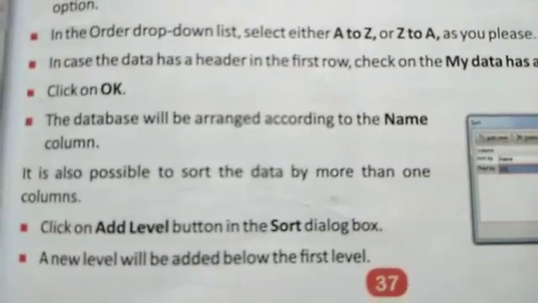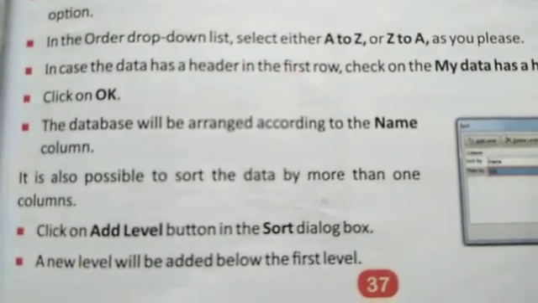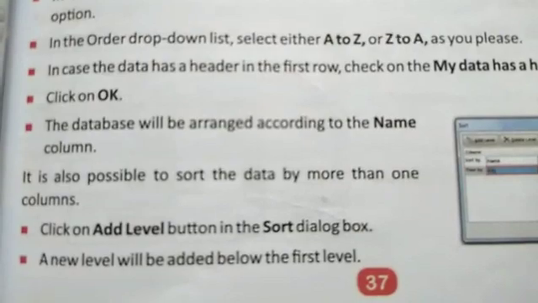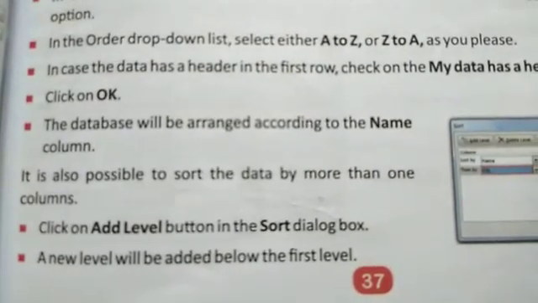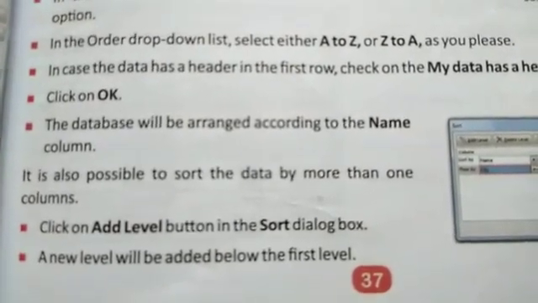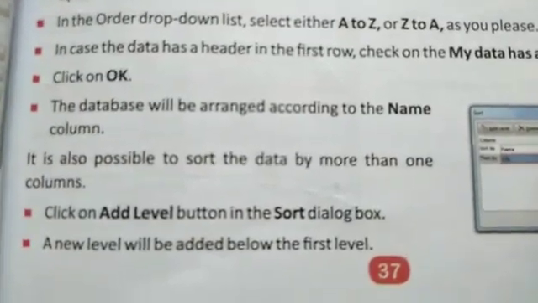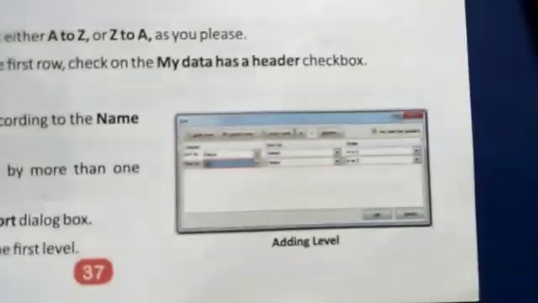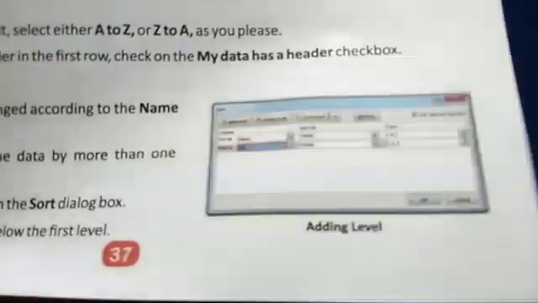It is also possible to sort the data by more than one column. How? Click on the add level button in the sort dialog box. A new level will be added below the first level.